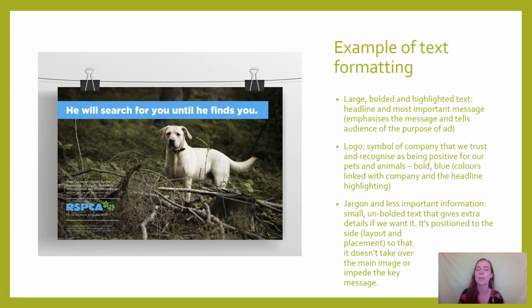In this example put out by the RSPCA, the first thing you notice of the hierarchy is the highlighted, large, bold text, which is the headline. It's conveying the most important message and telling the audience the purpose of the ad. After the actual image, the logo is the next highest ranking text. Okay, it's the symbol of the company that we trust and recognize as being positive for our pets and animals. It's something that the audience knows. Well, if it's put out by the RSPCA, it must be honest and truthful.